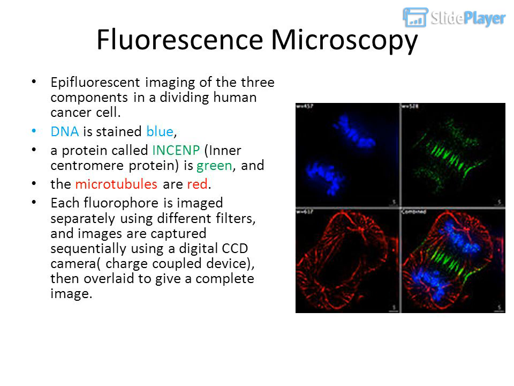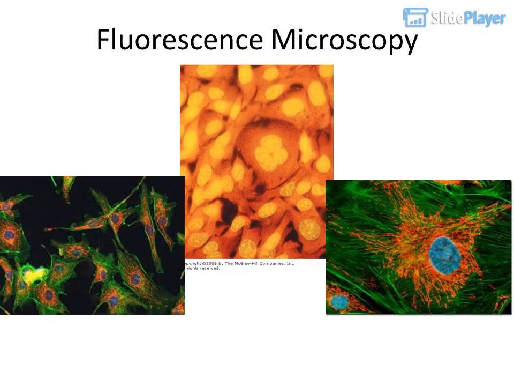Epifluorescent imaging of the three components in a dividing human cancer cell. DNA is stained blue. A protein called INCENP, inner centromere protein, is green, and the microtubules are red. Each fluorophore is imaged separately using different filters, and images are captured sequentially using a digital CCD camera, charge-coupled device, then overlaid to give a complete image.